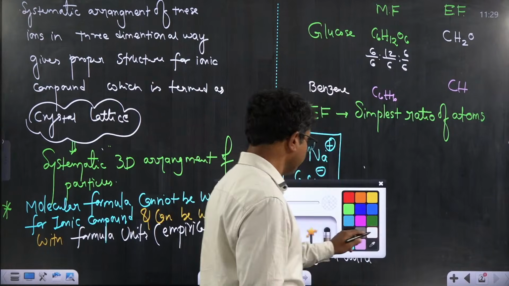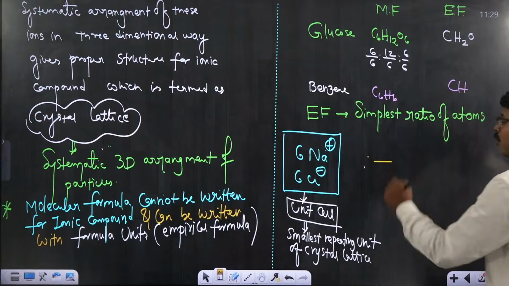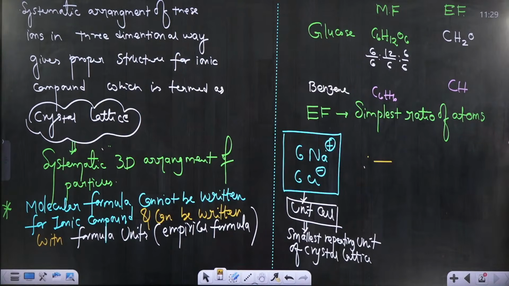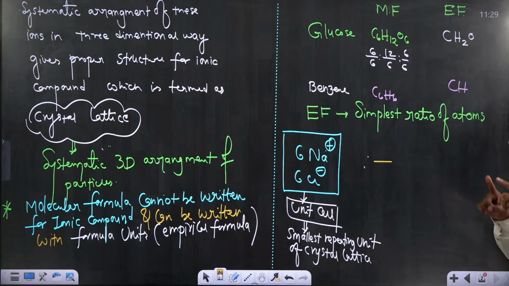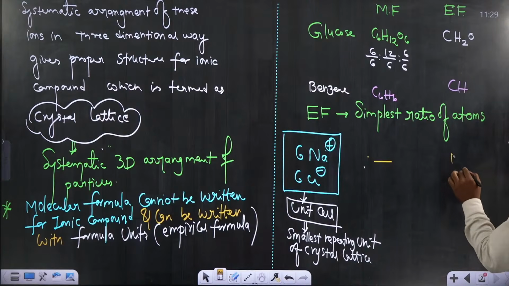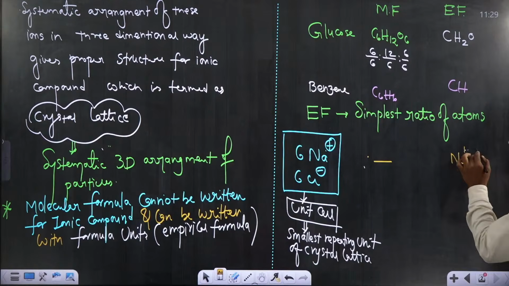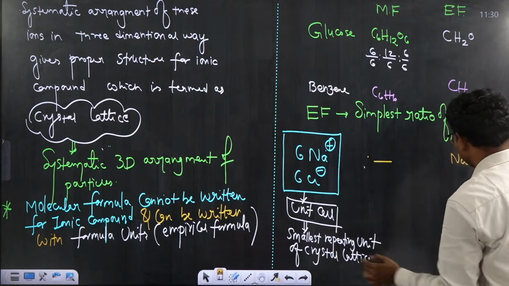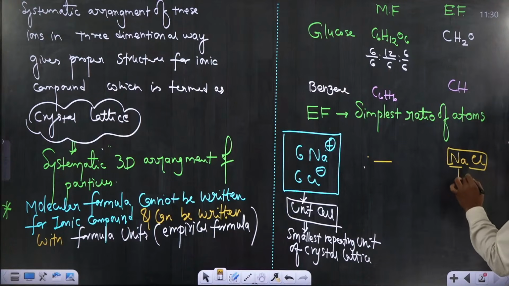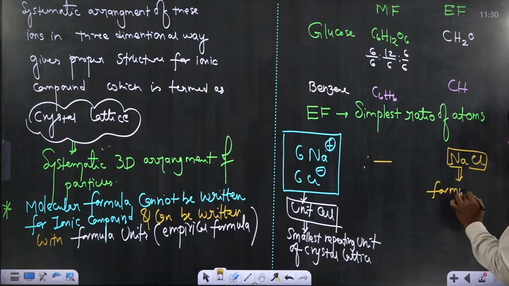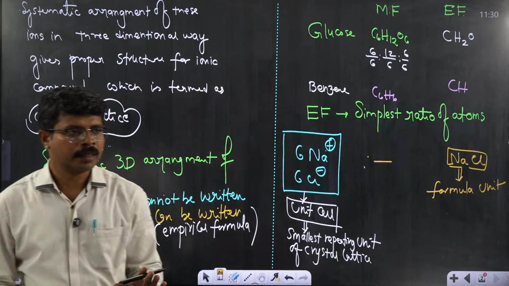Can anyone tell me? So it is not having any molecular formula. I can't write this as a molecular formula because it cannot be written with molecular formula. There is no single or independent unit of NaCl that exists. Then we have to write only the empirical formula. What would be the empirical formula of this unit cell? Okay, it is NaCl. This is referred to as formula unit. I hope this point is clear. Is this clear?